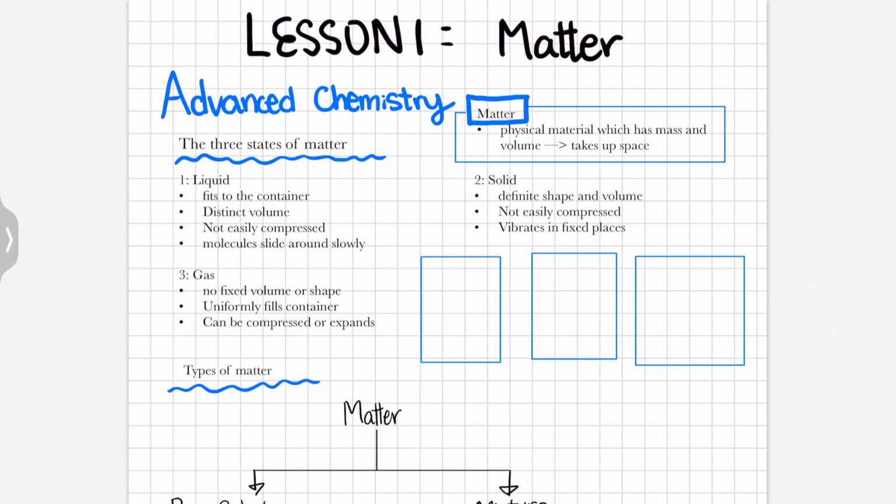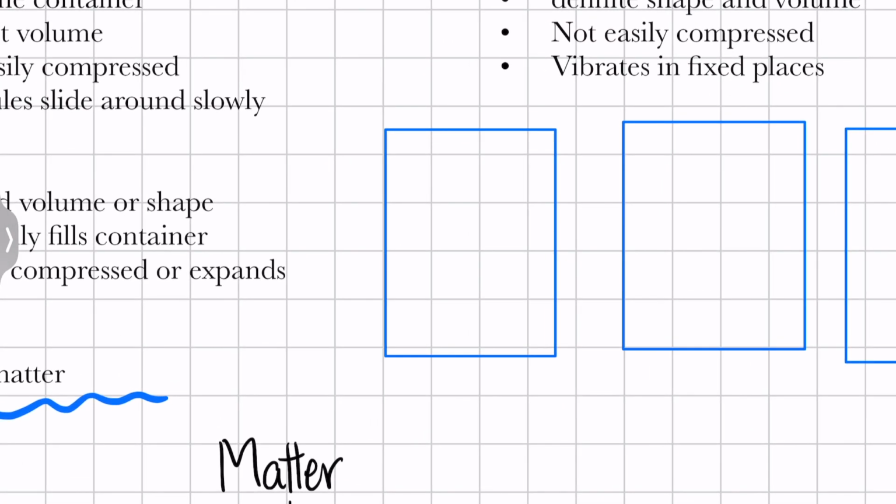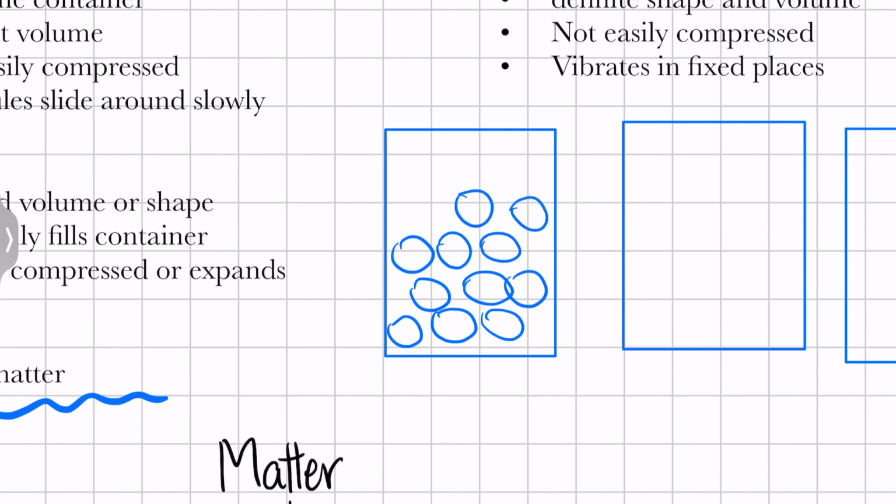It fits to the container, has a distinct volume, is not easily compressed, and its molecules slide around slowly in the container. Now I'll demonstrate what its molecules look like. There is a little space in between each molecule, hence it can be compressed a little bit, and they slide around each other. Hence there are small arrows to demonstrate their movement.